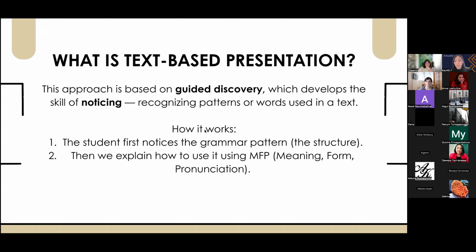Now, this approach, give me one moment, please. This approach is based on guided discovery. I am sure you've heard what guided discovery is.